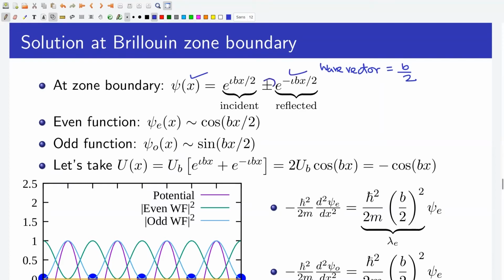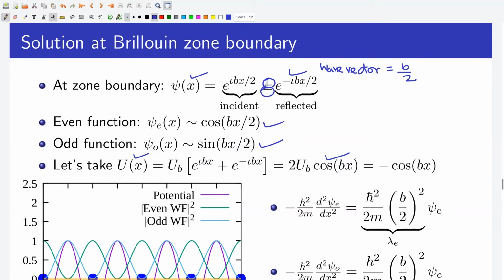Considering the positive sign, we get an even wave function, psi even is cos of bx by 2. Considering the negative sign, we get an odd wave function, that is, psi odd is equal to sine bx by 2. Keeping only one term in the Fourier series expansion of u of x, we get u of x is equal to 2 u b cos of bx.